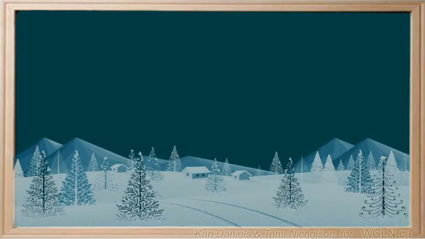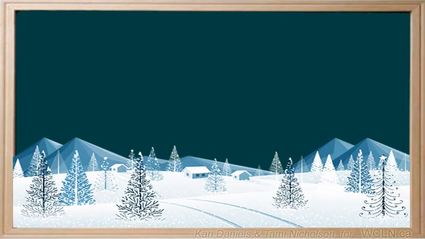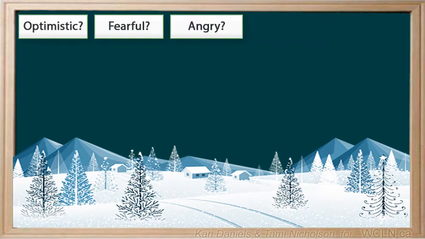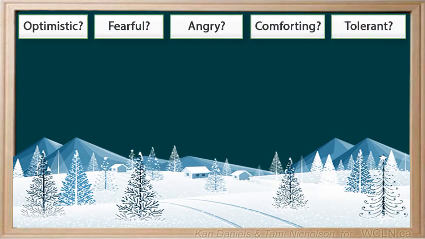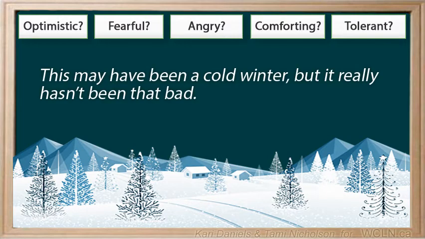The following statements reveal different attitudes about a winter's day. Can you pick out the tones in each of these examples? You can choose optimistic, fearful, angry, comforting, and tolerant. Number 1. This may have been a cold winter, but it really hasn't been that bad. The tone of this sentence is tolerant.